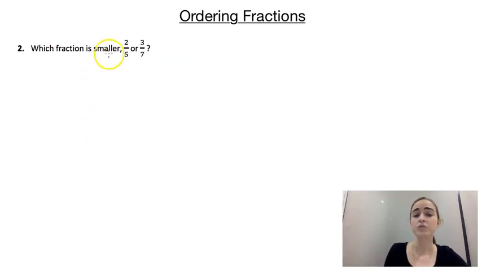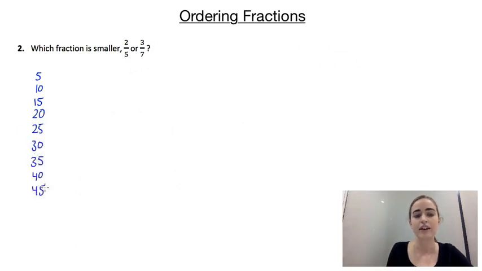For our second example, we're actually asked which fraction is smaller this time. So we've got 2/5 or 3/7. Again, we're going to write down our multiples of 5 and 7 and find the smallest number that's in both lists. So our multiples of 5 are 5, 10, 15, 20, 25, 30, 35, 40, 45. Now you don't have to write these lists if you can see it straight away, but this is one way to help you figure it out. So our multiples of 7 would be 7, 14, 21, 28, 35, and we've got a 35 in both lists, so we can stop there.